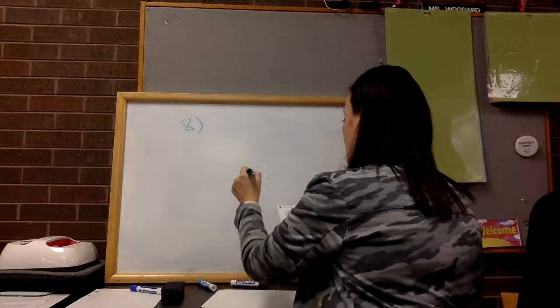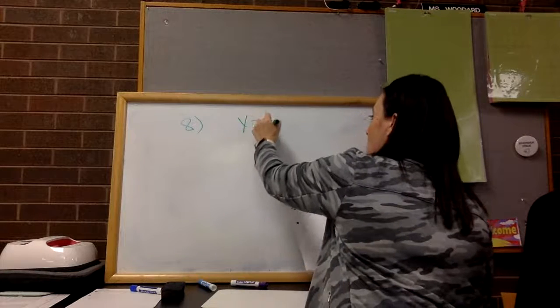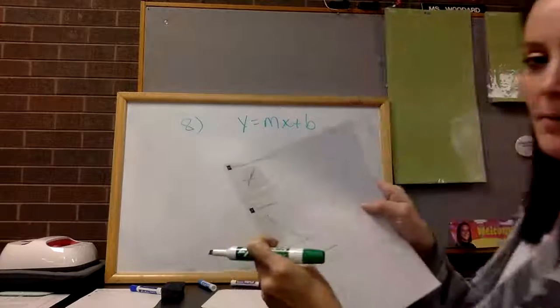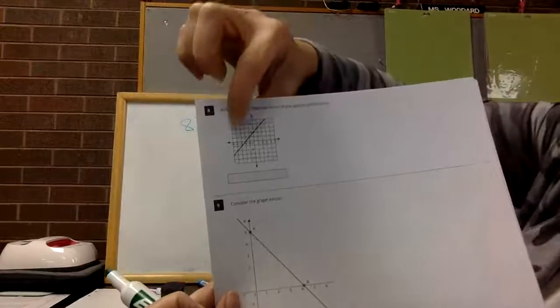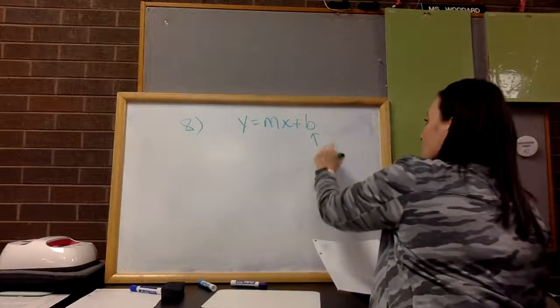Number 8 is asking you to look at this graph and write it in slope-intercept form, so we're going to go to y equals mx plus b. The first thing I look for is where the line crosses the y-axis. To me, it crosses at 2, so I can see the 2.